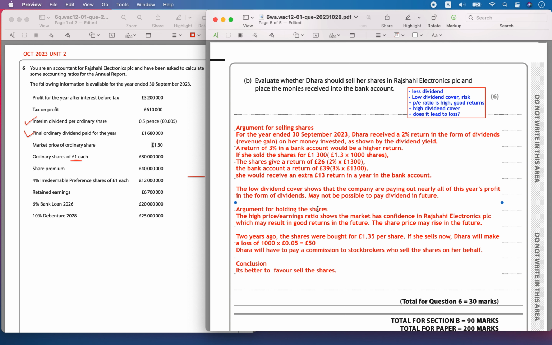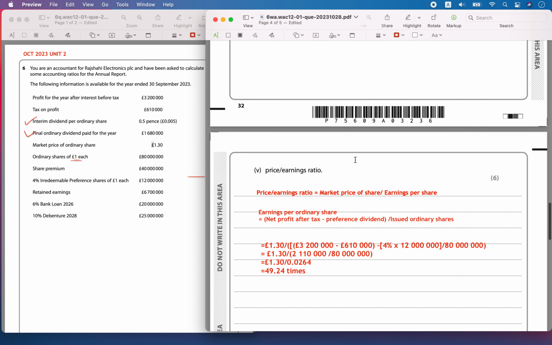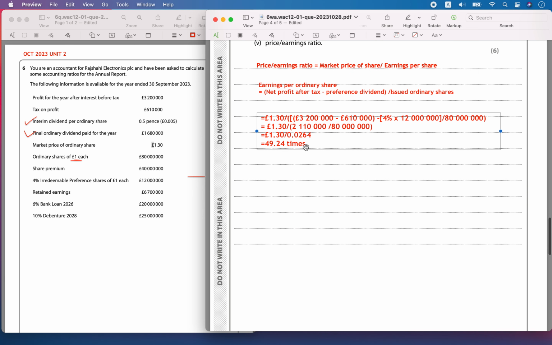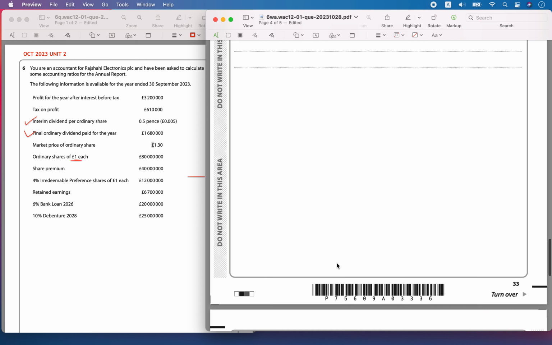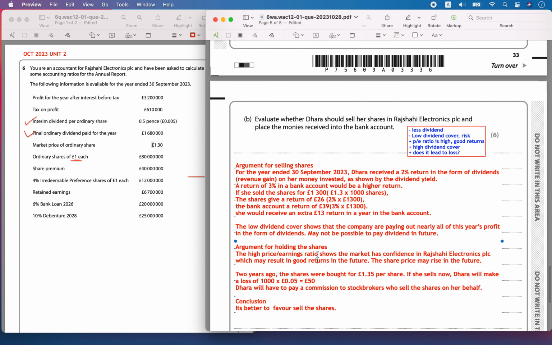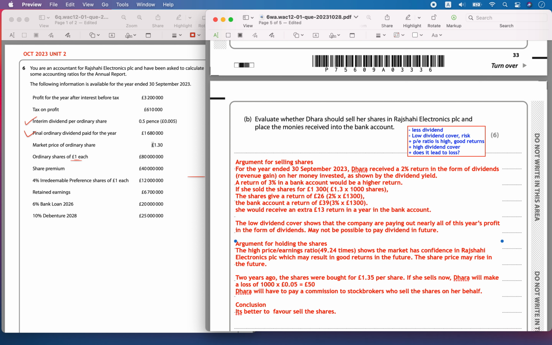Now let's look at the argument for holding the shares. The high price to earnings ratio shows that the market has confidence in Rajshahi Electronics PLC. The PE ratio is around 49.24 times, which is a very high PE ratio, which means that it may result in good returns in the future. Then the share price might also rise in the future.